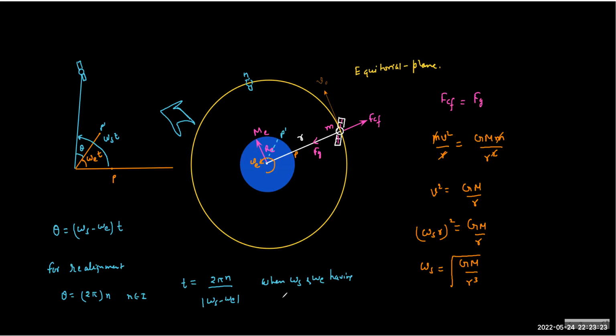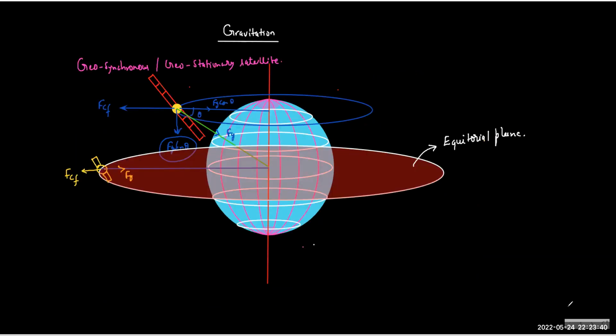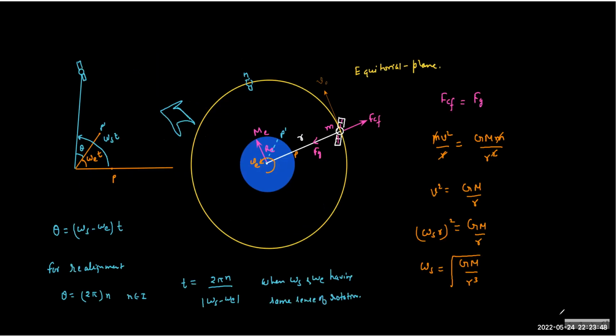So when omega s and omega e have the same sense of rotation. Okay, so now this is the question. Once again, what I'm saying is that the satellite will move in an equatorial plane eventually, even if you try to orbit some other place, it will not work. And here I'm trying to explain that because of the different omega, the alignment of the satellite with the point it was facing will keep on shifting, and it will make a periodic alignment, but not always.